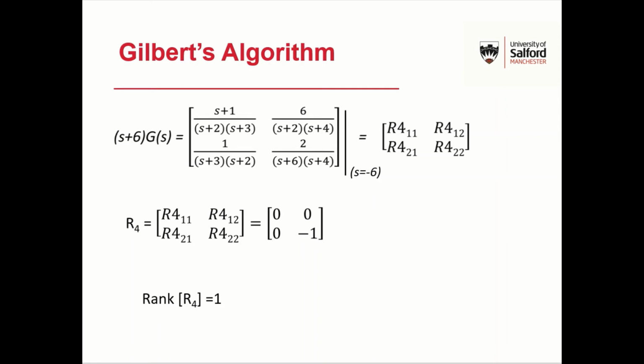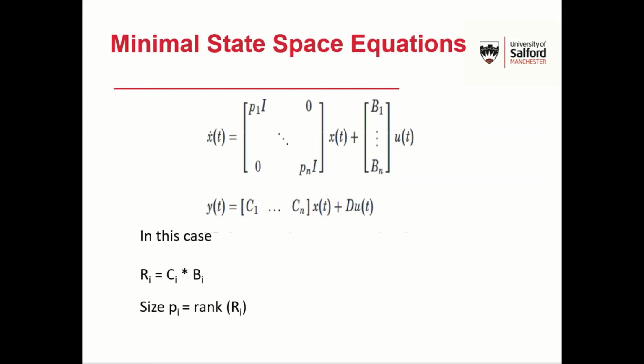So having worked out R1, R2, R3, and R4, we can start to do our calculations. This is our state space representation, where we've got the C's and the B's, but this time these C's and B's are matrices, and the pi's are a certain number of poles down the main diagonal. In this case, the size of this is equal to the rank of the matrix that we had. So if R1 had rank 2, there'd be two things there. If R1 only had rank 1, there'd only be one of those. And the size of the state space is equal to the sum of the ranks of the different matrices.